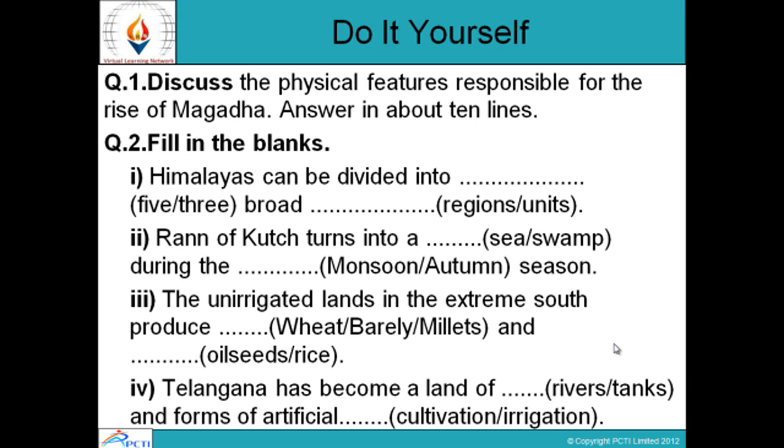Second, the Rann of Kutch turns into a sea or swamp during the monsoon or autumn season. Third, the unirrigated lands in the extreme south produce wheat, barley or millets and oilseeds or rice. Last, Telangana has become a land of rivers or tanks and forms of artificial cultivation or irrigation.